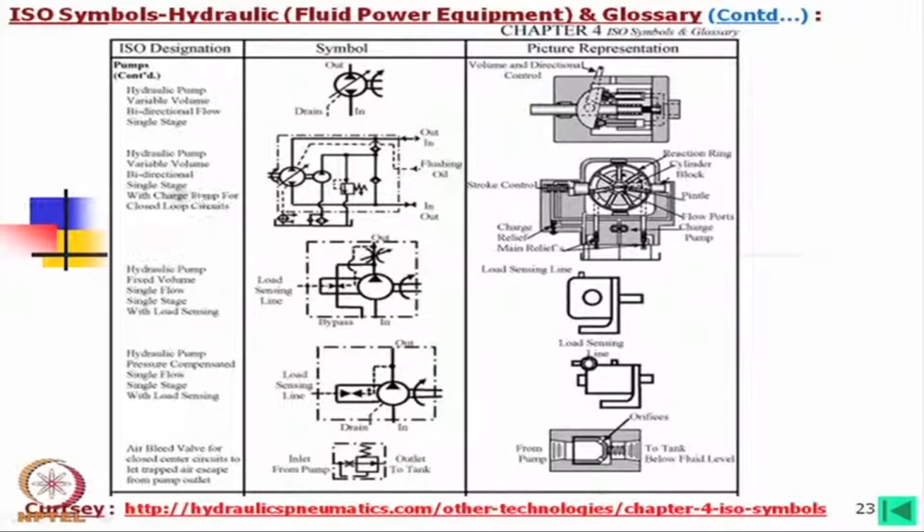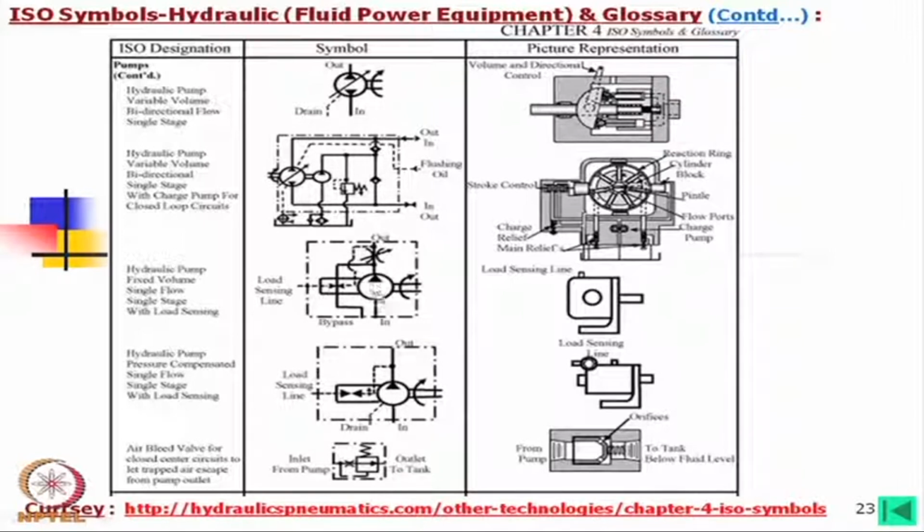Okay. In that case, hydraulic pump, variable volume, bidirectional, single stage with charge pump. The charge pump is there for closed loop circuits. These are usually used for closed loop circuits. That means the double pump which we have seen also is used for another application, but in case of a closed circuit, this pump is very small, just to supply the leakage oil.